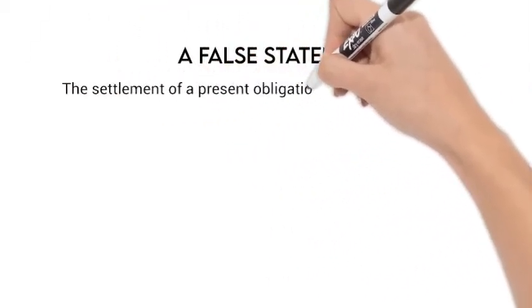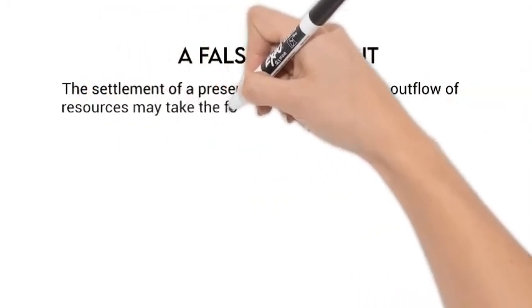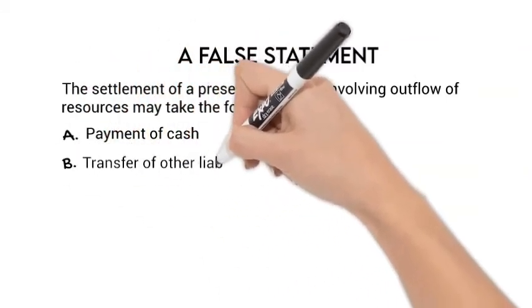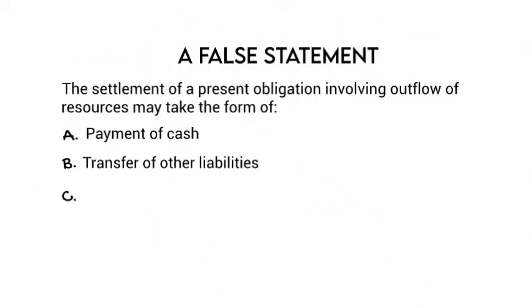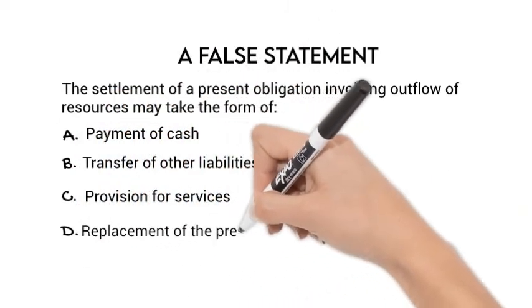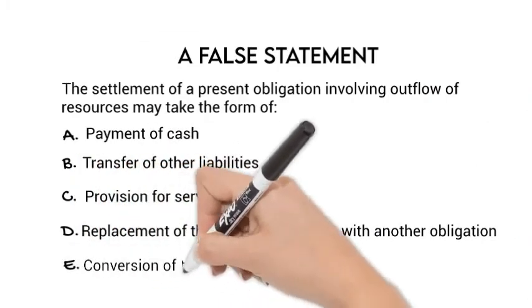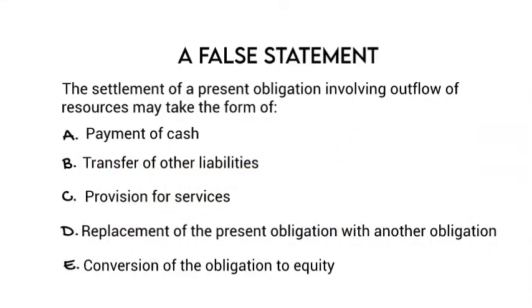Number 3. Alin sa mga sumusunod ang mali? The settlement of a present obligation involving outflow of resources may take the form of A. Payment of cash, B. Transfer of other liabilities, C. Provision for services, D. Replacement of the present obligation with another obligation, and E. Conversion of the obligation to equity.